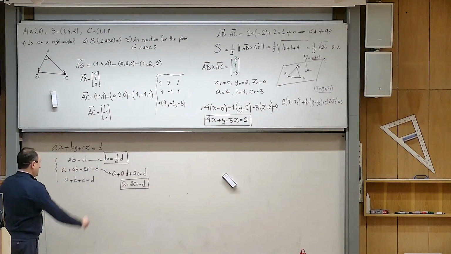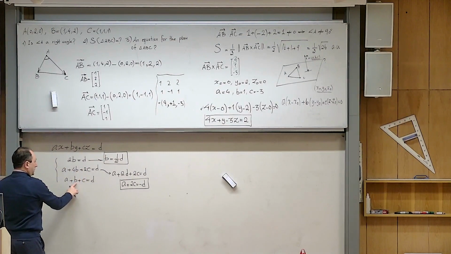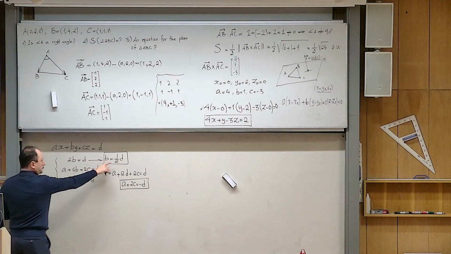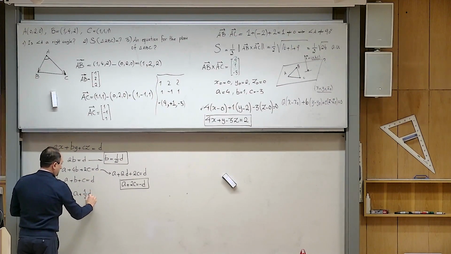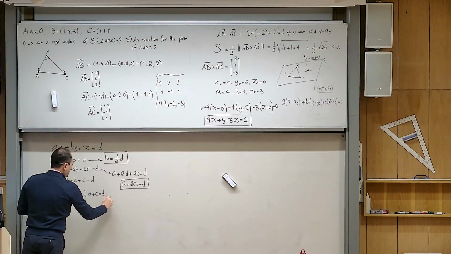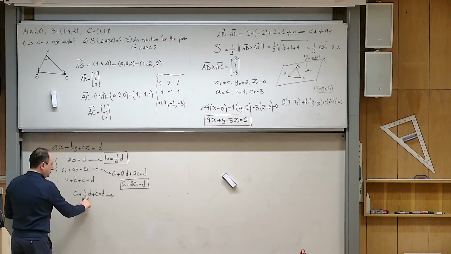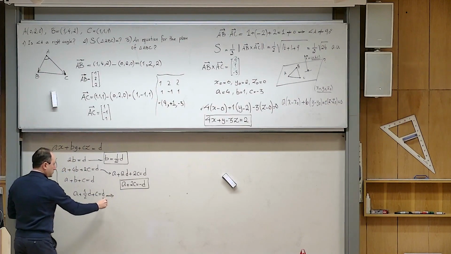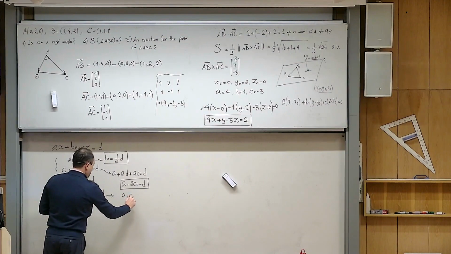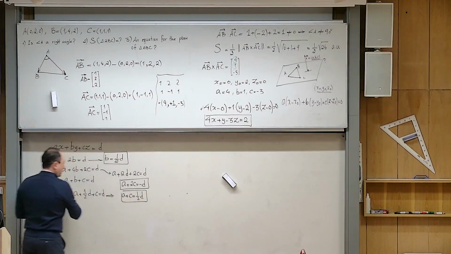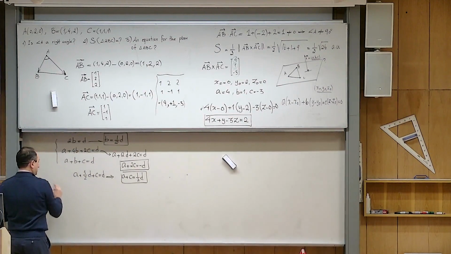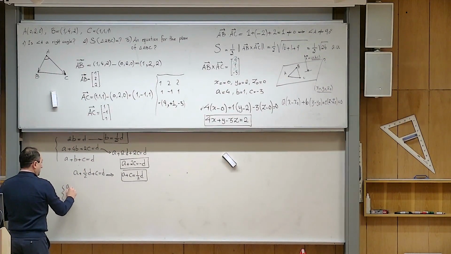Okay? I do the same thing here. So I replace this b with d over 2 here. So this becomes 1 plus 1 over 2 d plus c is equal to d. What I do, I move 1 over 2d to the other side. So it becomes a plus c is equal to 1 over 2d. And then I have a system of equations having this equation and this equation.